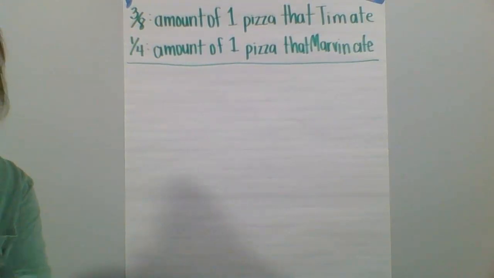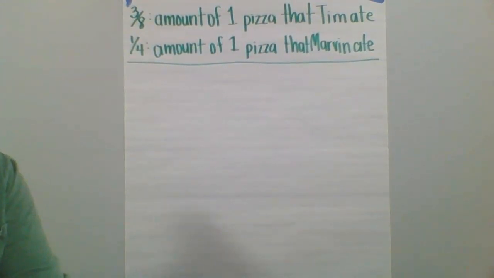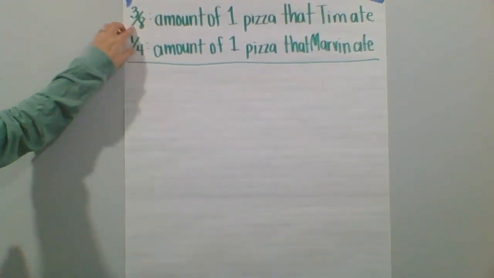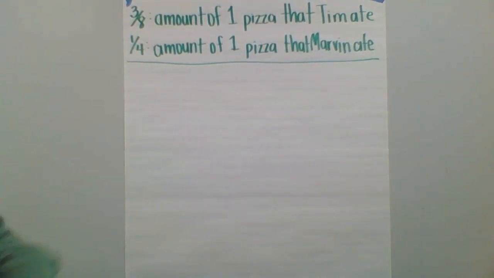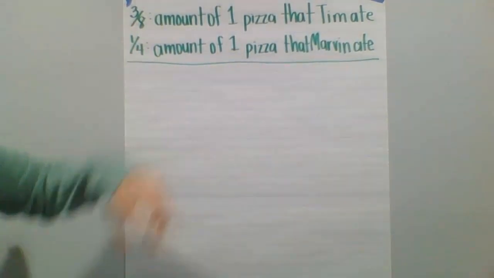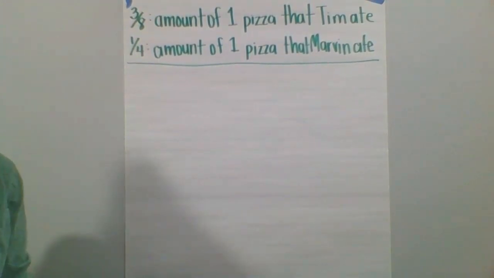All right, ladies, so you should have already solved our problem about Tim and Marvin and their pizza that they ate. So we have that Tim ate 3/8 of a pizza and Marvin's going to eat 1/4 of the pizza. So I have up on our paper that 3/8 represents the amount of one pizza that Tim ate, and then 1/4 represents the amount of one pizza that Marvin ate. So we're trying to figure out the fraction of the pizza that Tim and Marvin ate.